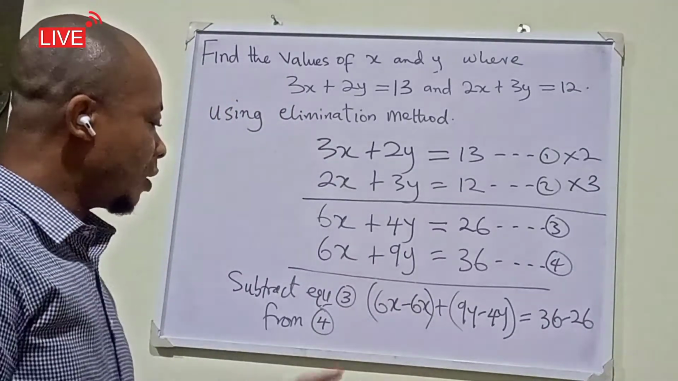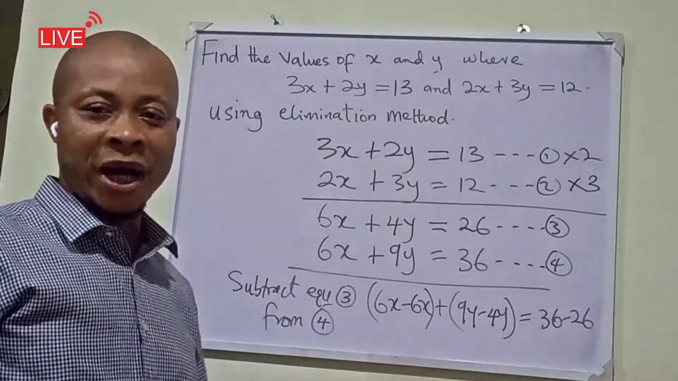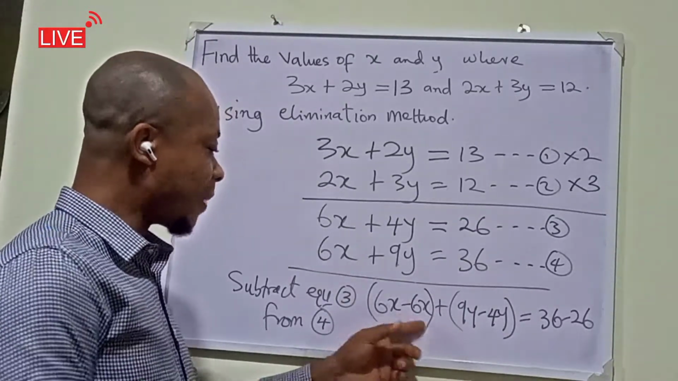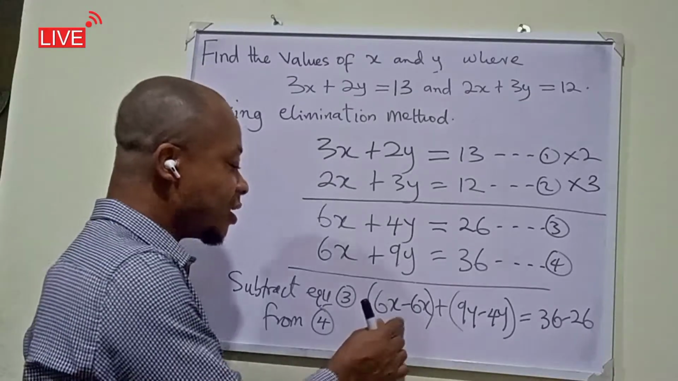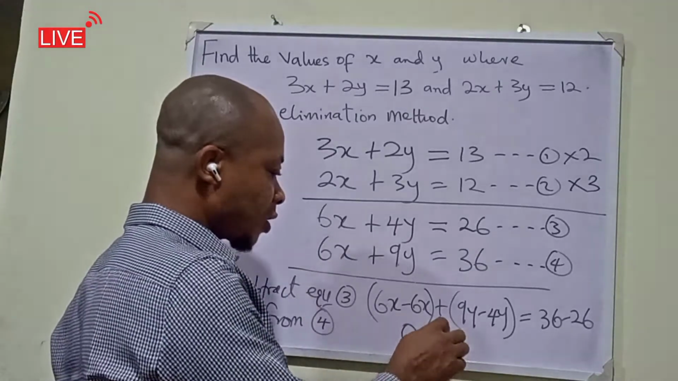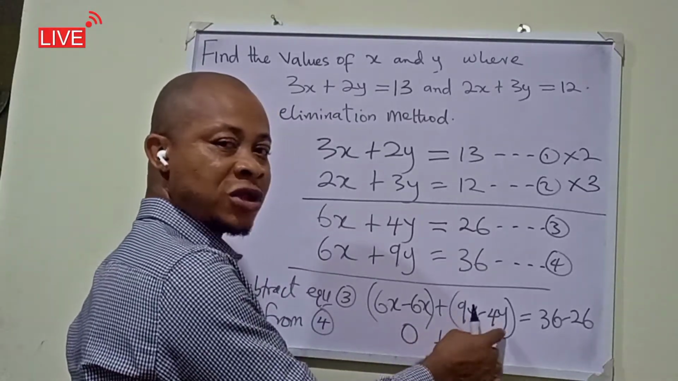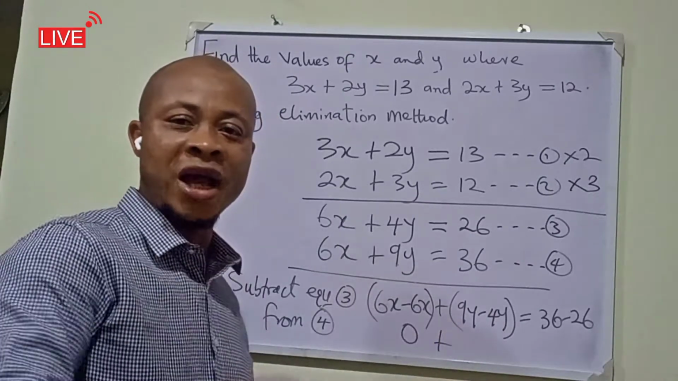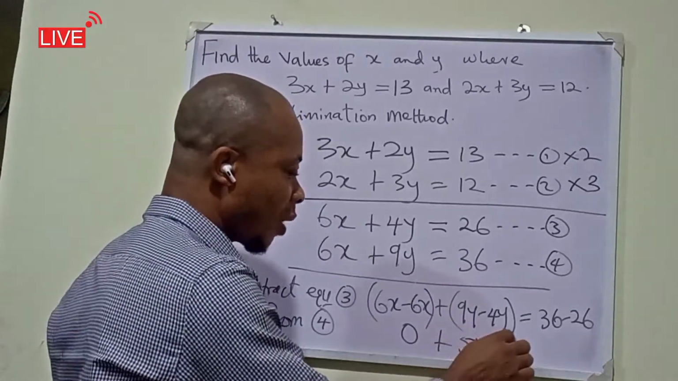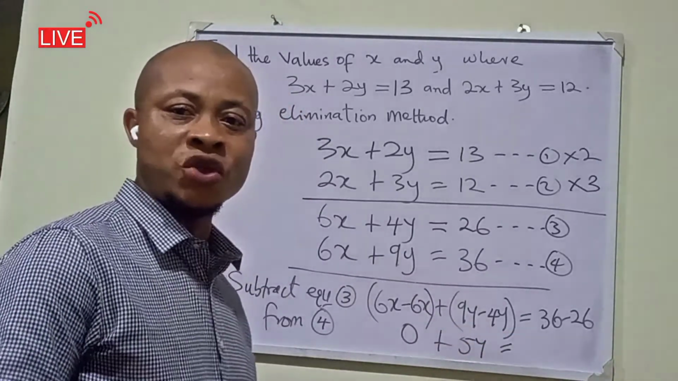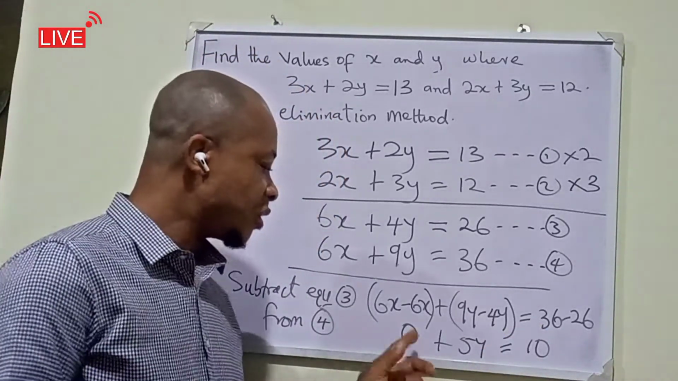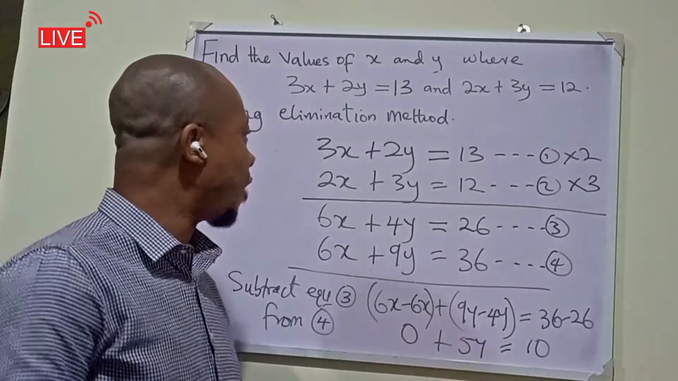Alright? The next thing is to open the brackets. 6 minus 6 is 0. x minus x is 0. So in other words, you can say 6x minus 6x equals 0. Then plus 9y minus 4y is just the same thing as saying 9 minus 4, which is what? 5. Just put 5y equals 36 minus 26 will give us 10. Alright? So 0 plus 5y will give us 5y.